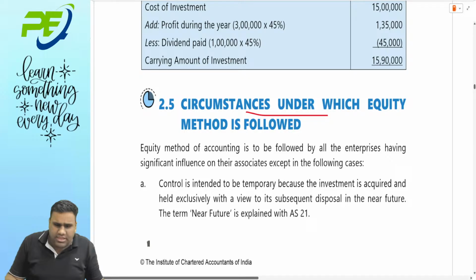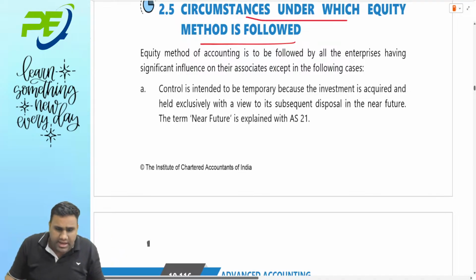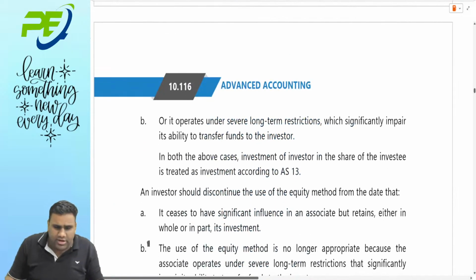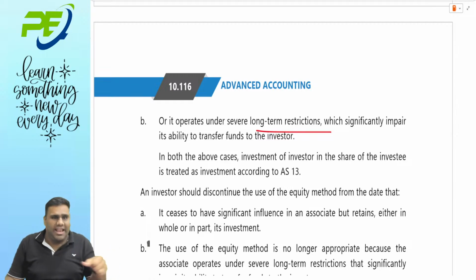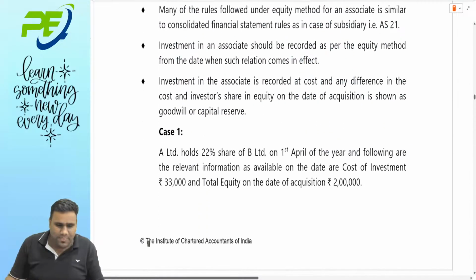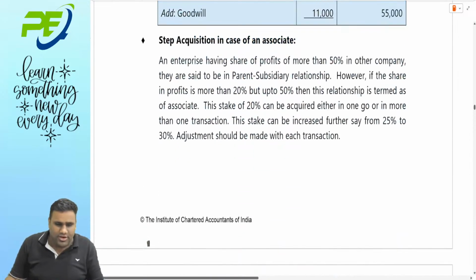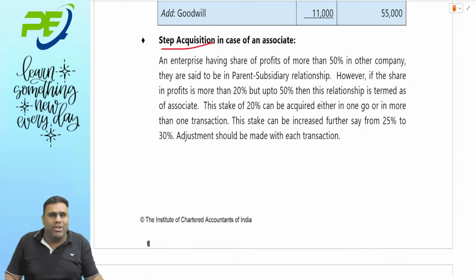Now, the circumstances under which the equity method is followed are the same as in AS 21: temporary and long-term restrictions. We saw that consolidation for a subsidiary is not required. I'll send the lectures, you can watch again. All these cases are not required. Step acquisition is when you don't acquire the entire equity at once.